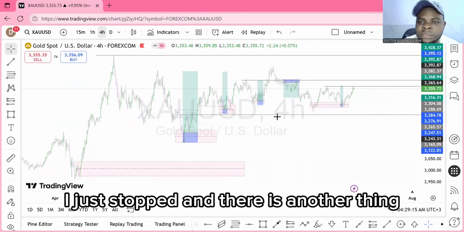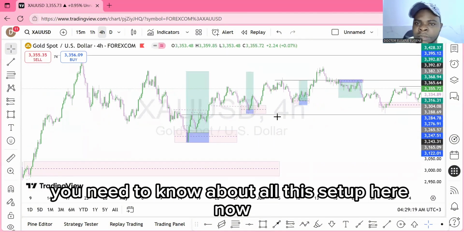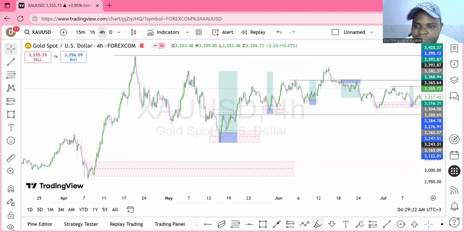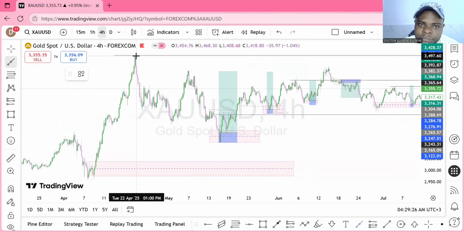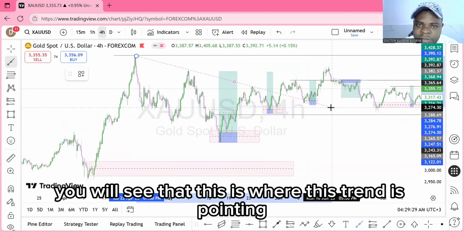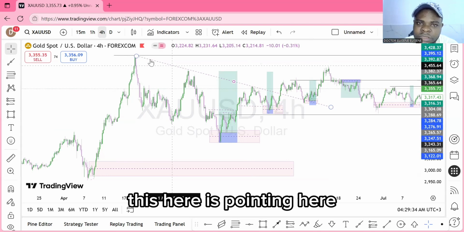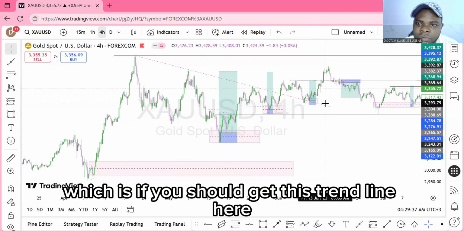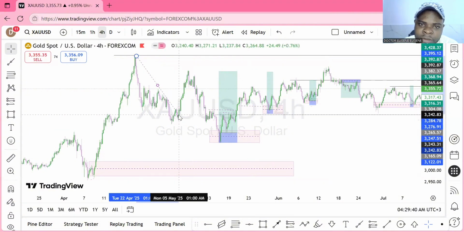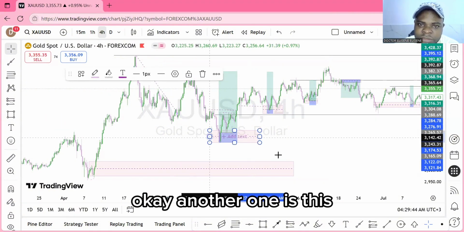There is another thing you need to know about all this setup. If you put on your trend line, you will see that this is where this trend is pointing. This here is pointing here, which is if you get this trend line here, this one will be like this. Another one is this.